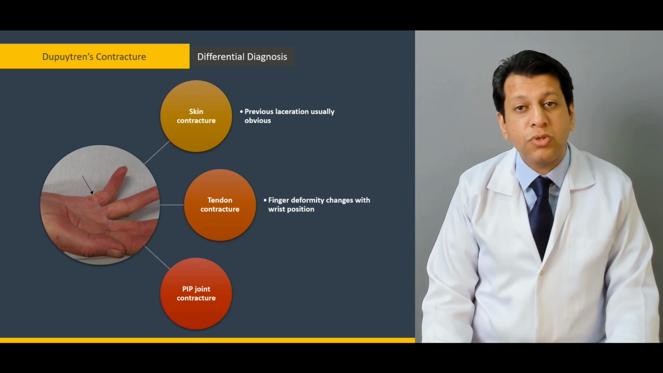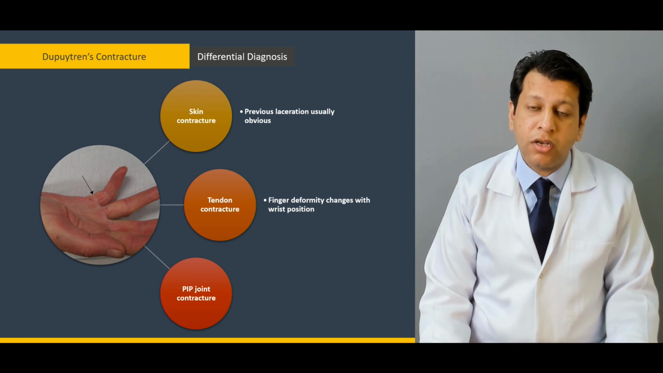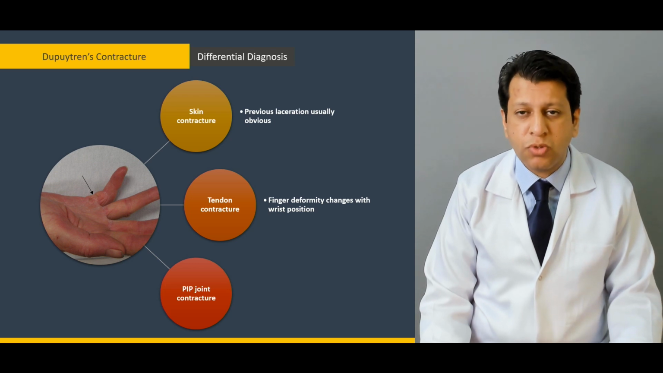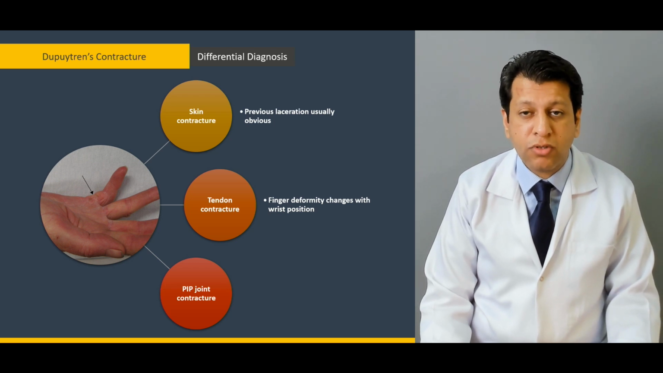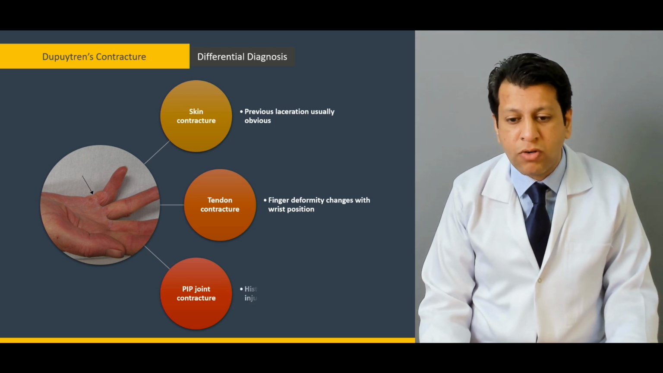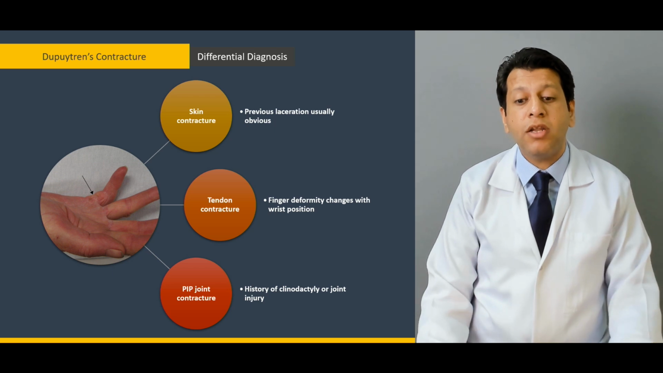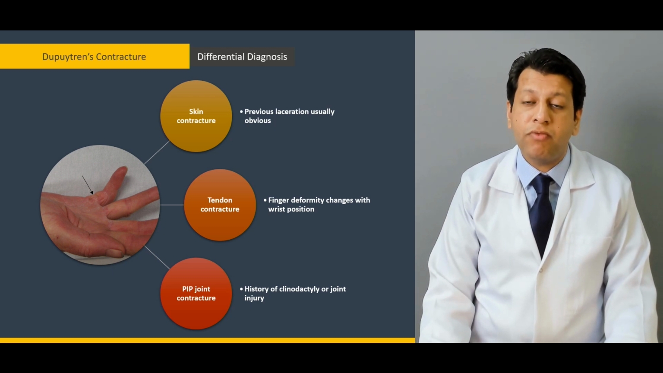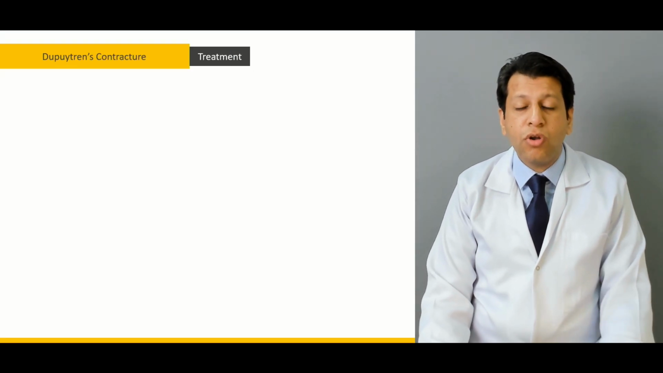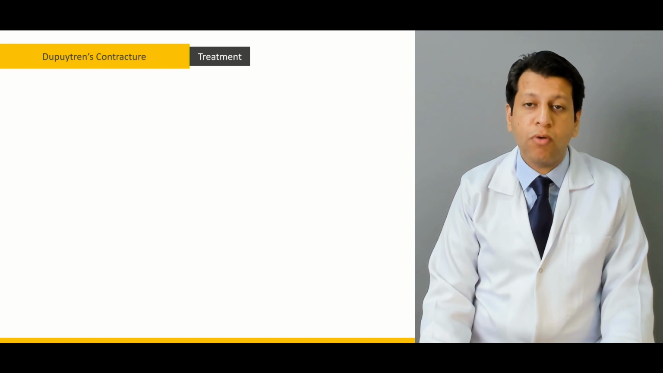Or it may be associated with PIP contractures, which may not be due to Dupuytren's contracture. There may be post-traumatic causes, such as a previous fracture of the proximal interphalangeal joint which may have malunited and led to some form of contracture. So you must rule out a history of clinodactyly, that is the bending of the finger, which is usually present in the pediatric age group.